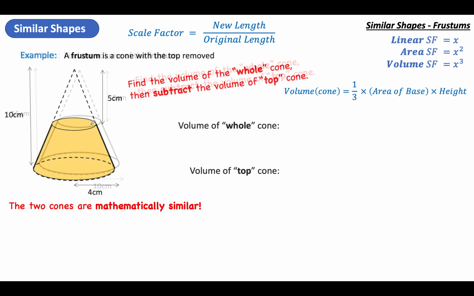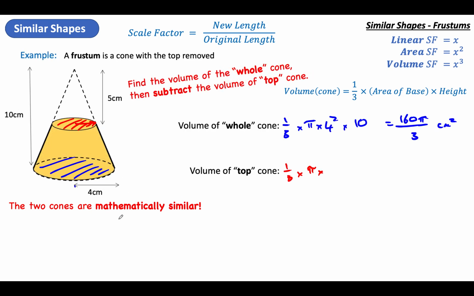Oh, hold on, let's go back. They're mathematically similar though, aren't they? So I need my ordinary length scale factor. And I'm going to do that from these two heights: the height of the large cone divided by the height of the small cone, which is 2. So the big cone has lengths which are twice as long as the small cone.